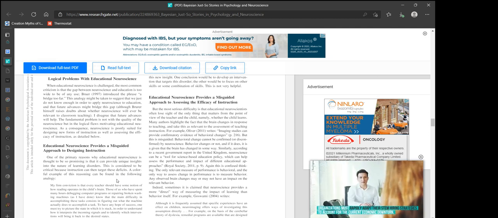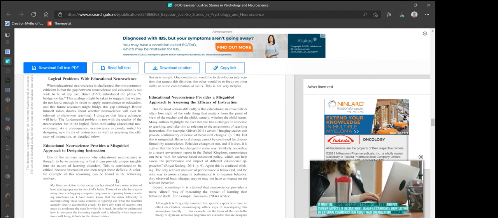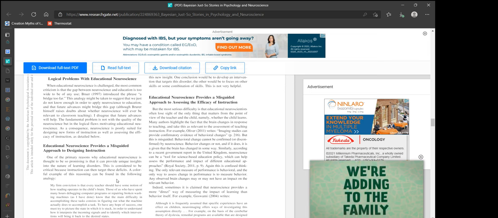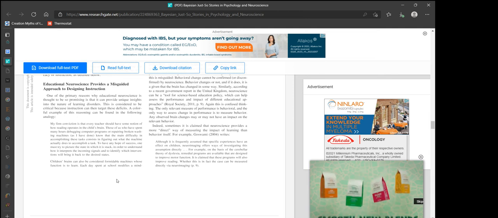As a consequence, neuroscience is poorly suited for designing new forms of instruction, as well as assessing the efficacy of instruction, as detailed below. Educational neuroscience provides a misguided approach to designing instruction.